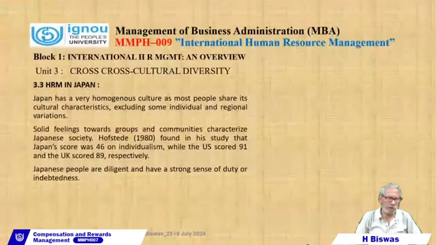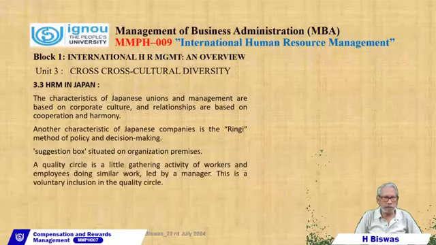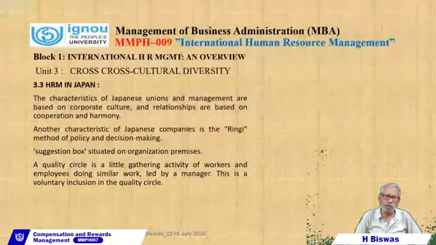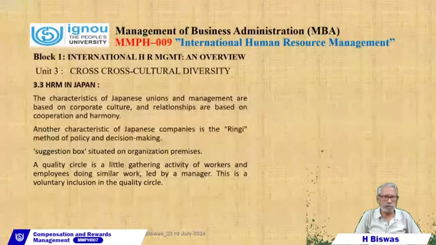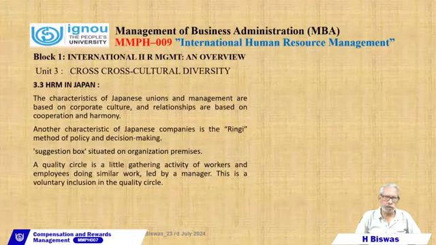And they are performing well because the success story is good in Japanese culture. The characteristics of Japan's union and management relations are based on corporate culture, and the relationships are also based on cooperation and harmony. In Japan, the union and management relations are on par with the world class, I can say. Their culture is very unique. They interact very well, and the relations with the management and the employees are also good.